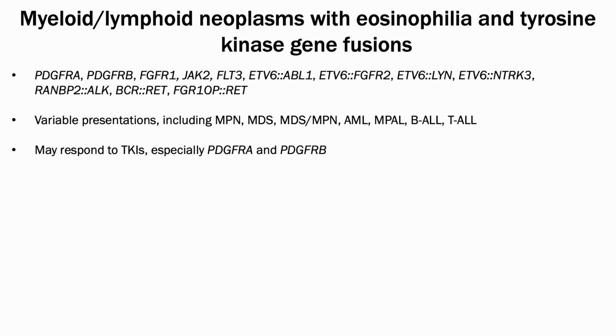The myeloid lymphoid neoplasms with tyrosine kinase fusions are fairly uncommon. They often show eosinophilia but have highly variable presentations. They can present like MPN, MDS, MDS-MPN, AML, MPAL, B-ALL, T-ALL. Some of them, especially PDGFR-A and PDGFR-B rearrangements, are highly responsive to tyrosine kinase inhibitors. So if you have one of these fusions, this category supersedes all other myeloid and lymphoid types, as well as systemic mastocytosis.